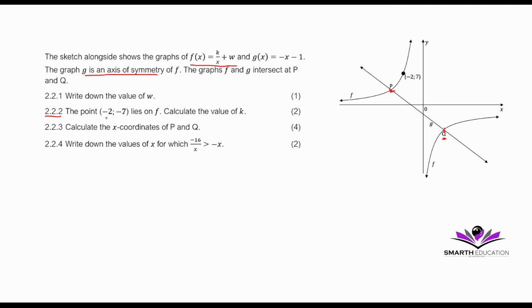The point (-2, 7) lies on f. Calculate the value of k.